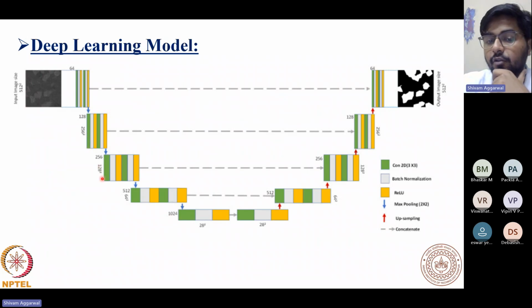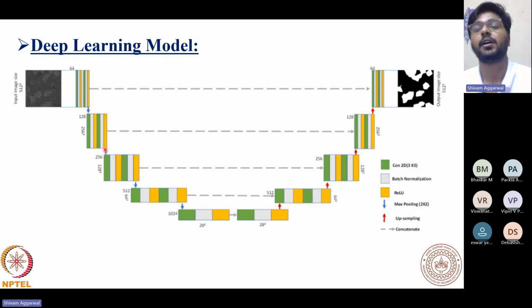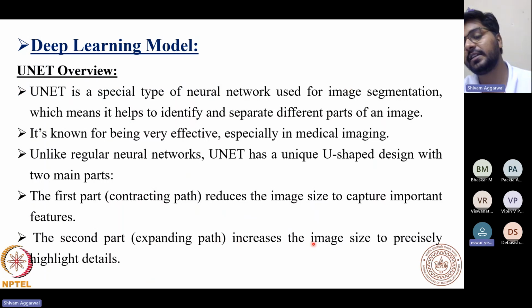But here you see 64 neurons, then 128 neurons, then 256 neurons. First the number of neurons increases, from 64 up to 1024. Then it decreases again. That's why it is called a U shape. And the second part is the expanding part.